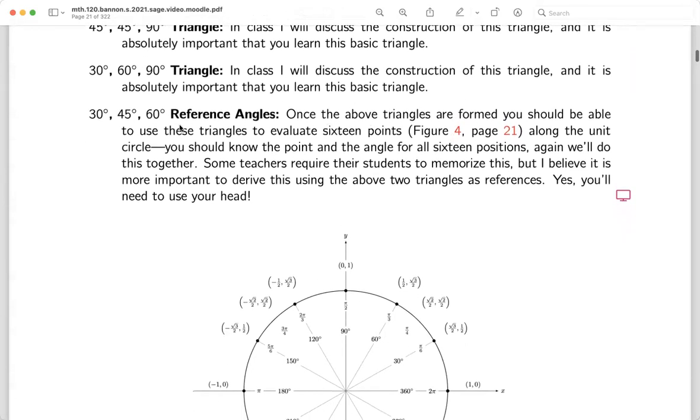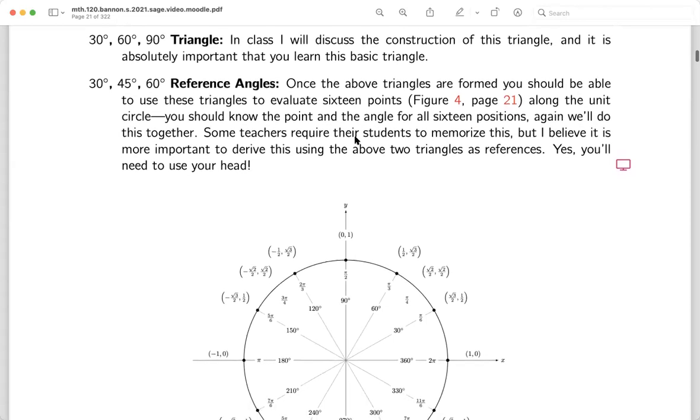It goes on to say something about a reference angle. And certainly we're hoping you guys actually read what we give you, because I realize sometimes when I'm talking to you, it may go in one ear and out the other. But let me just read this to you. It says, once the above triangles are formed, you should be able to use these triangles to evaluate the 16 points. And we did that in the lecture.